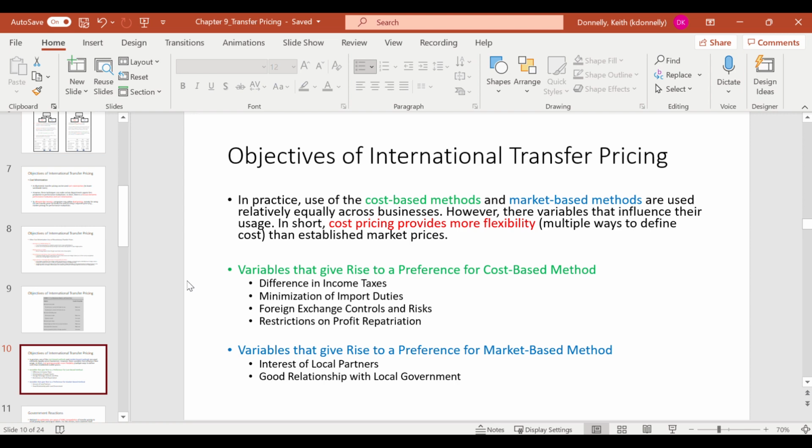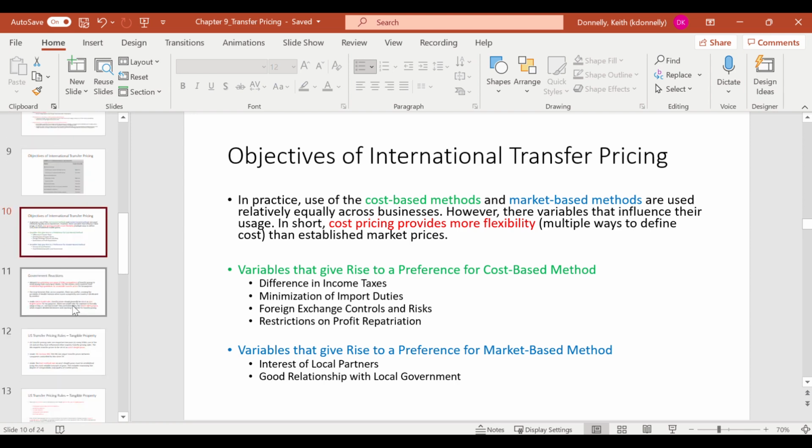So why may you favor a cost-based method? Well, if there are differences in income taxes, if we want to minimize import duties, looking at foreign exchange risk, if there are restrictions on profit repatriation, in all of those situations, a cost-based method may be a better selection. Whereas in distinction, if it's in the interests of local partners and we want to have a good relationship with the government, a market-based method may be more appropriate then.